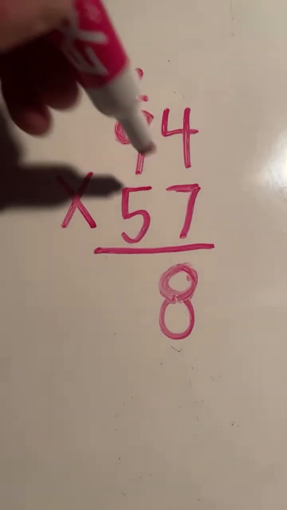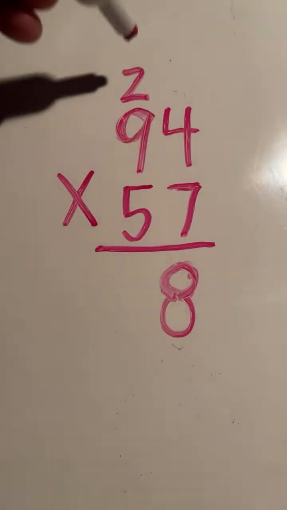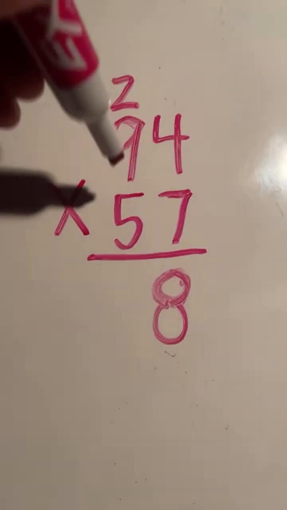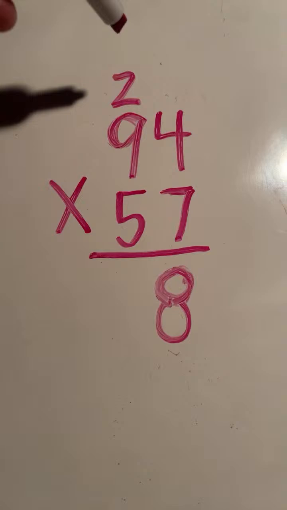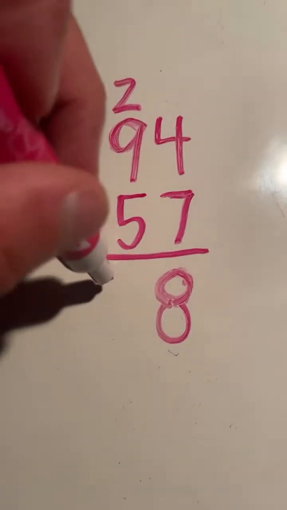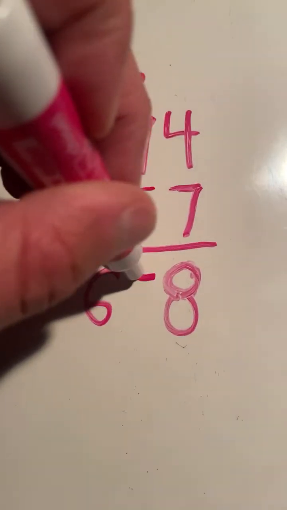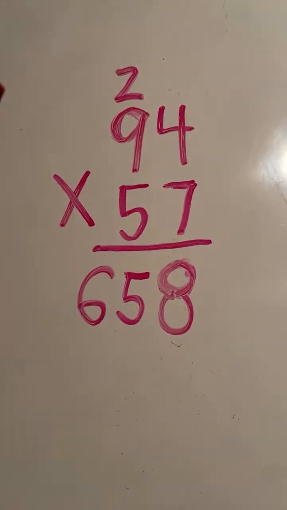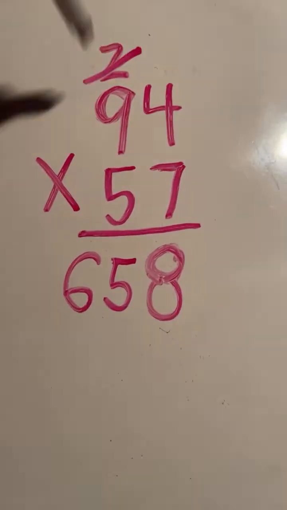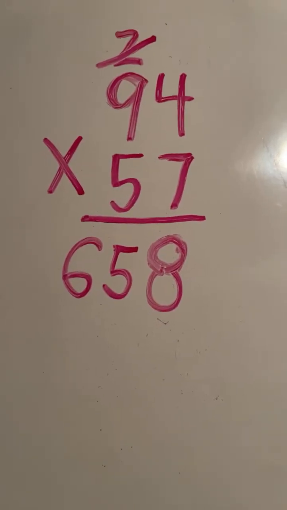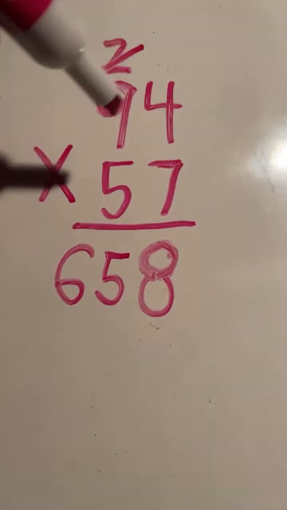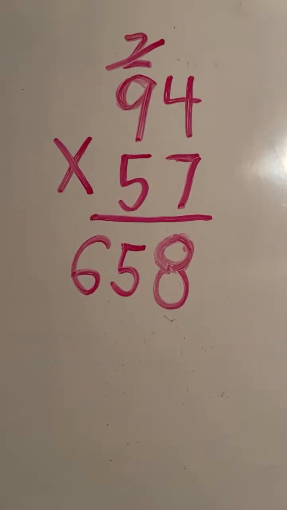Next, we multiply 9 times 7, and we have to add the 2 that we carried over to our answer. So 9 times 7 equals 63. 63 plus 2 equals 65. So far we have multiplied 94 times 7. Next we have to multiply the top 2 digits times the bottom digit in the tens place.